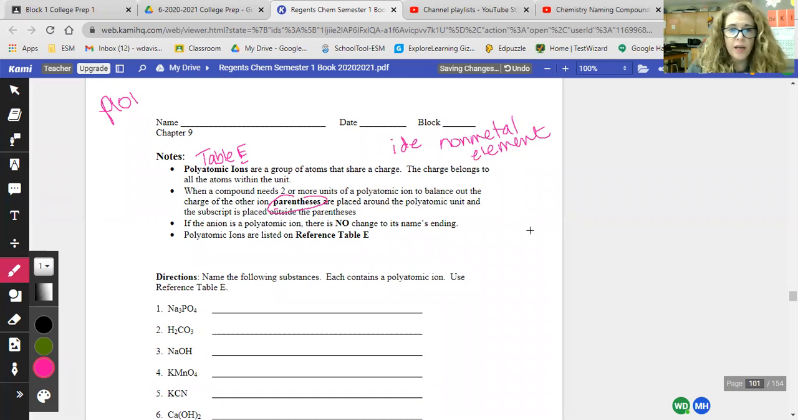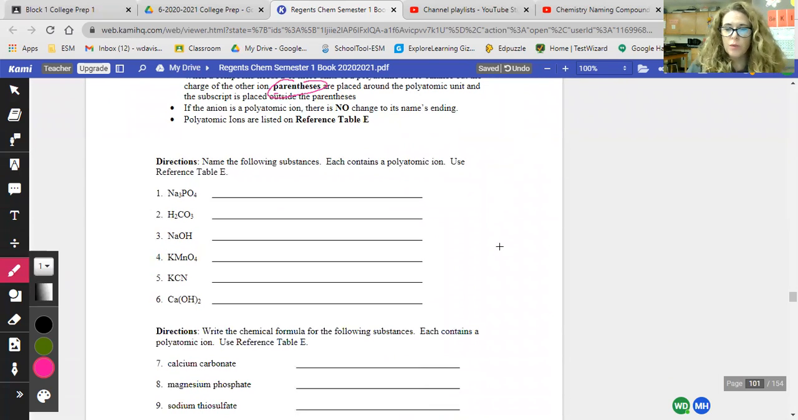So let's get started on our practice problems. You'll need your reference tables, right? You'll need your periodic table. You're also going to need table E for these questions. You should go through and do these on your own, and then go through the explanations. And then please ask your teacher questions. Myself or Mrs. Mitiga, please ask us questions if you need help with the formulas and the naming.